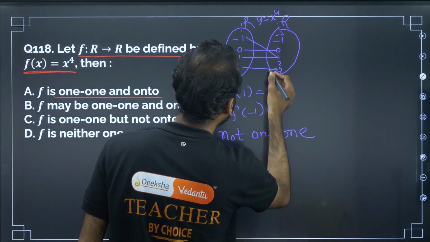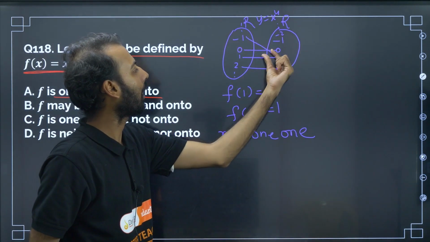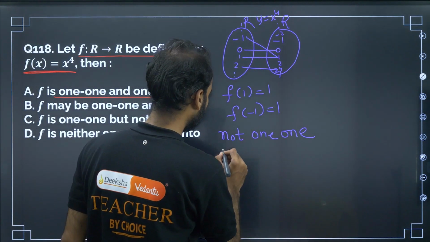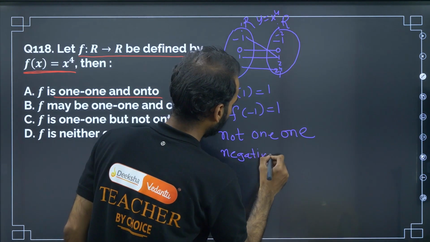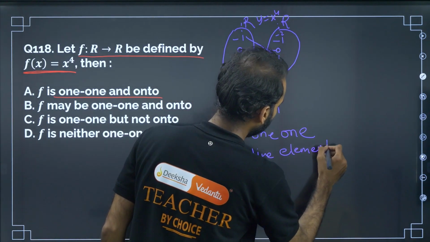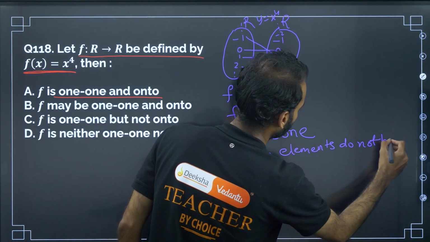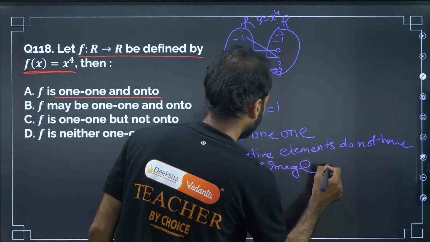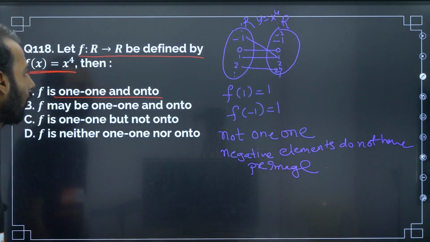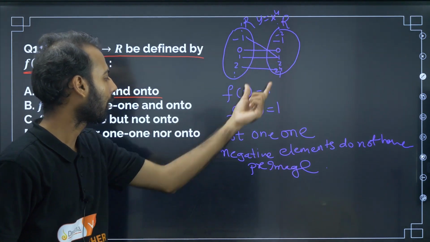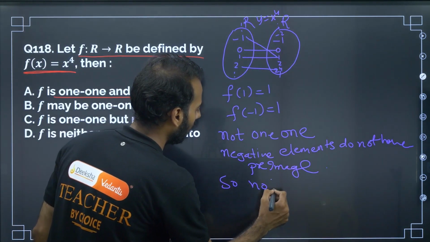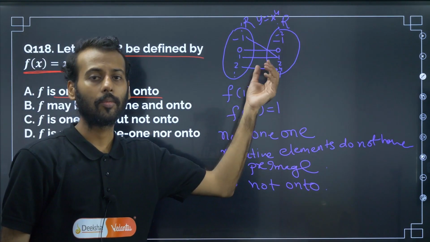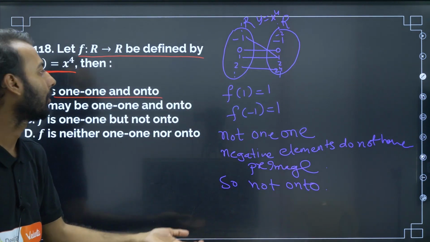So it is not one-one. Here you see, for 2 inputs we are having 1 output, so not one-one. Next, what about onto? Onto means the negative elements do not have a preimage. Suppose I talk about this, they do not have a preimage, so not onto. What is an onto function? If some elements of the set B do not have a preimage, then that type of function is not onto.